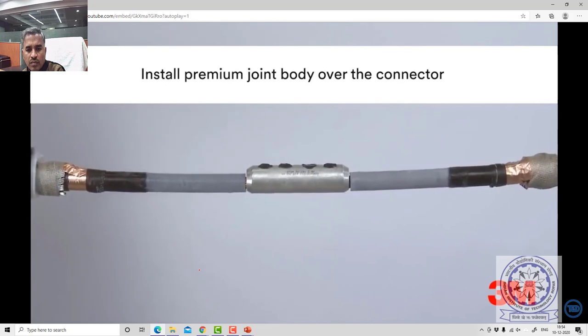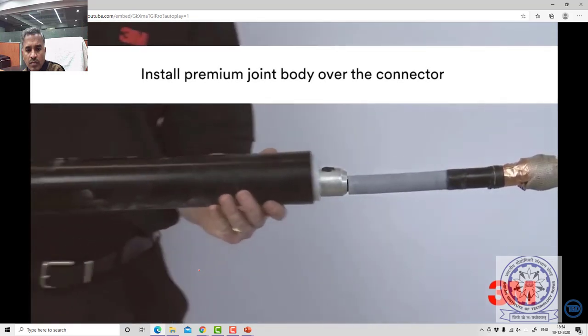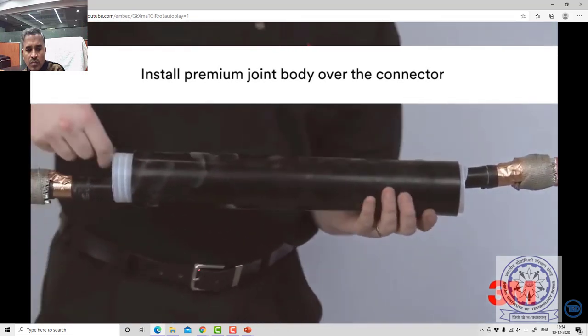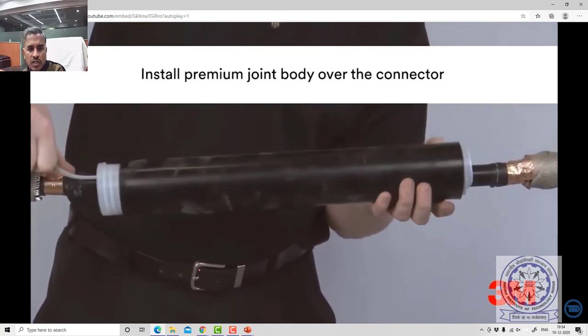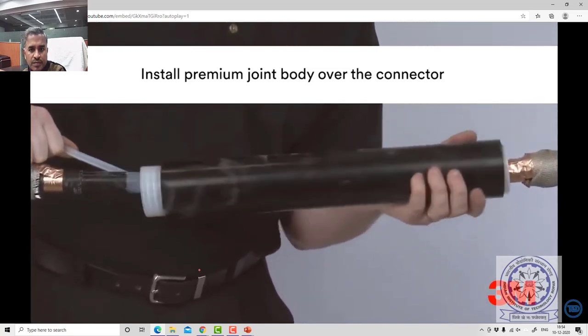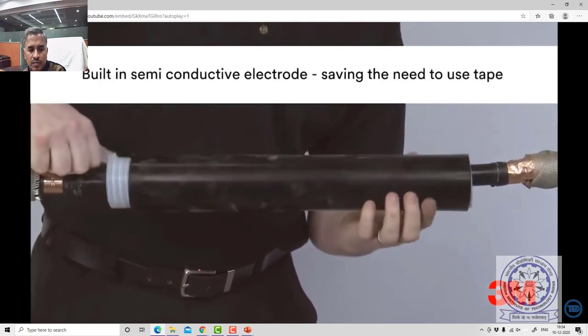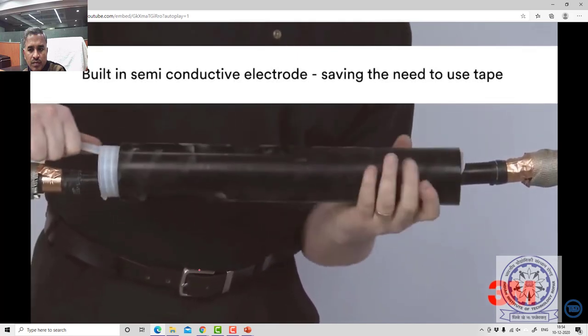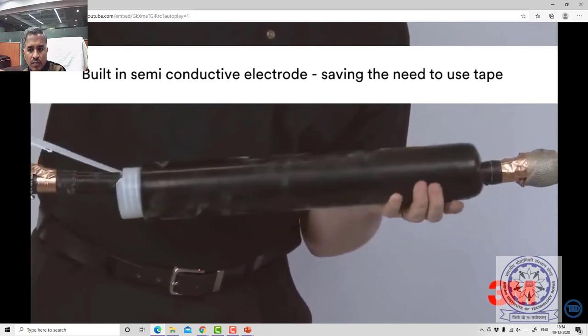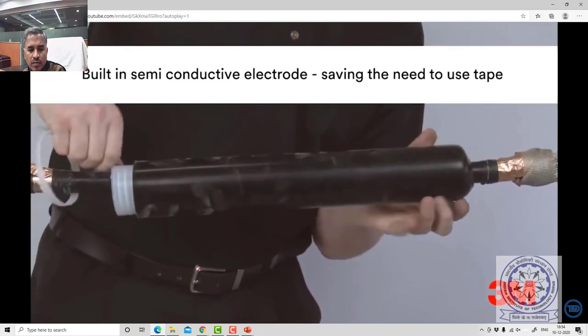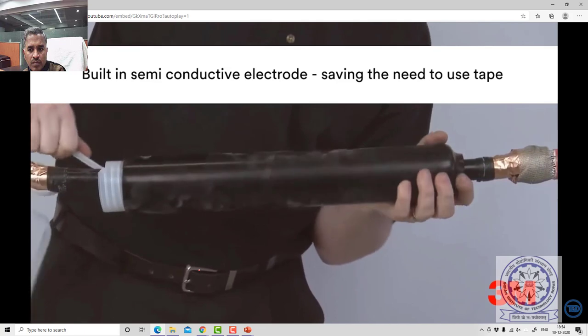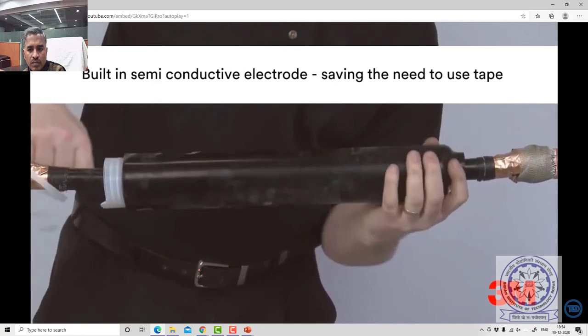The premium joint has a built-in semiconductive electrode, so there is no need to overtape the connector. Therefore, the next stage is to reposition the premium joint body over the connector and install. These products are cold applied and therefore quicker, easier and safer to install than heat shrink alternatives. And they are also ideal where hot work permits are difficult to obtain.